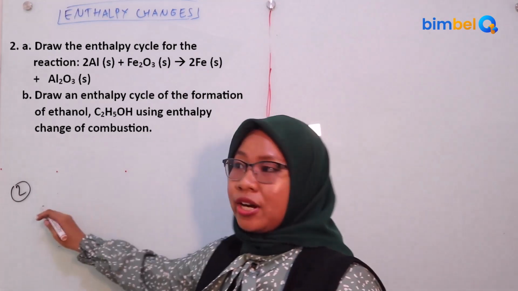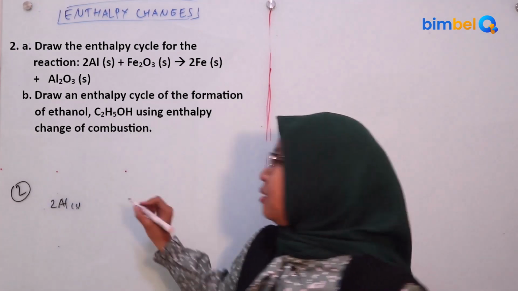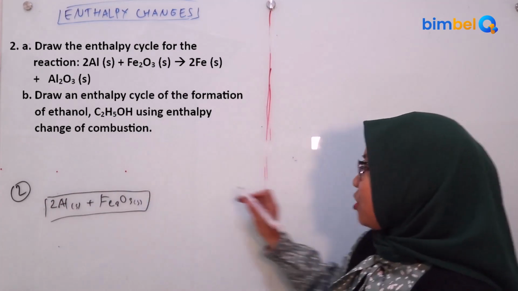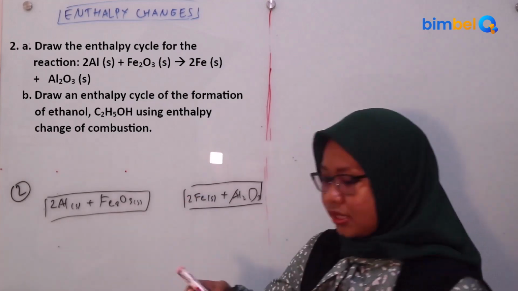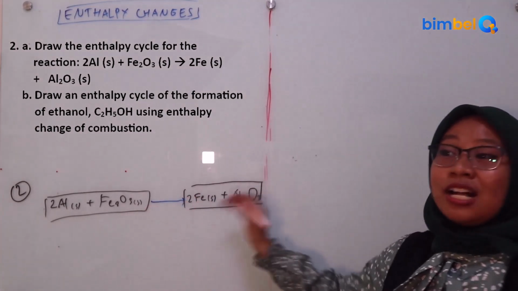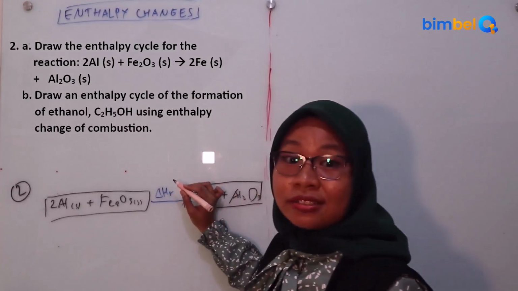We can write the reactant right here. So this is the reactant, 2Al, and the phase is solid, plus... Okay, we can draw here the reactants, and then we can draw the product right here, solid plus aluminum trioxide, and we have this arrow. What is it called? Because this is the enthalpy of the reaction, we call this arrow delta HR. Don't forget the standard.